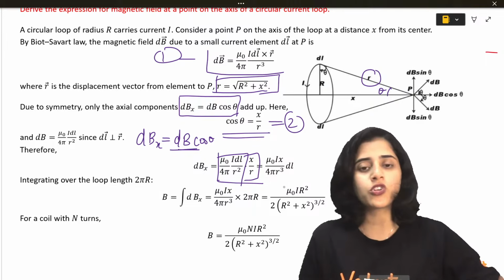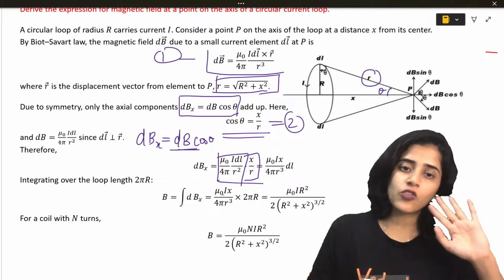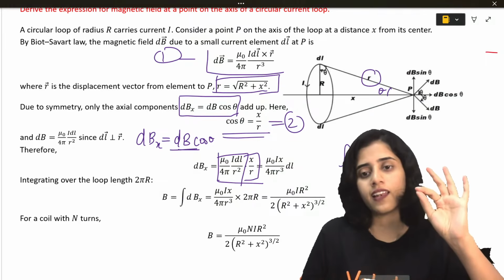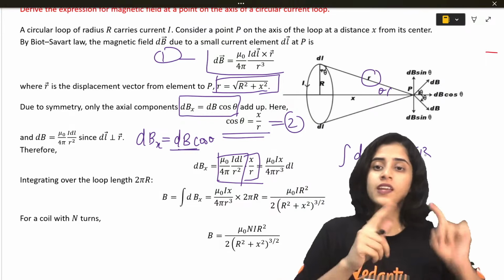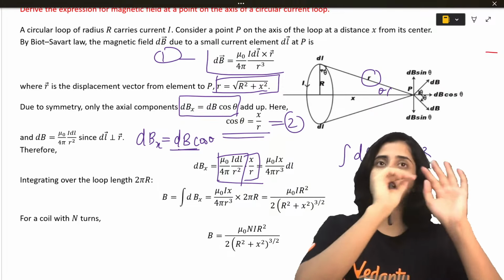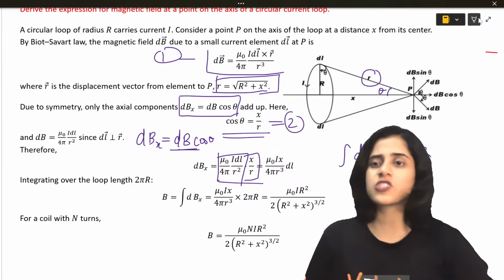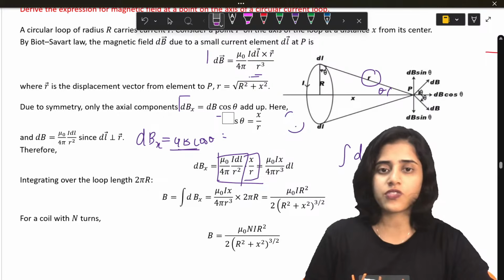And then what I'm going to do, I'm going to integrate. I'm going to integrate over the whole thing. So integral of dl is going to be 2 pi r. That's because this is a circular loop. So the total length, dl is a small length element, but if I integrate it for the whole thing, it's going to be 2 pi r. And then I substitute, I will get the answer. Simply, you just have to rearrange and all that stuff.